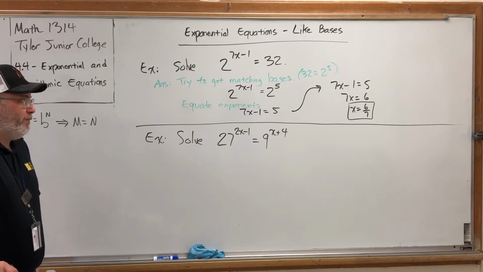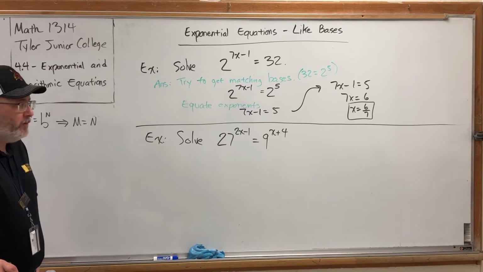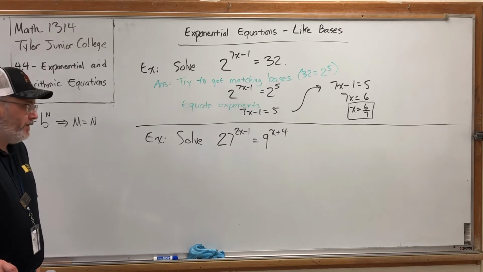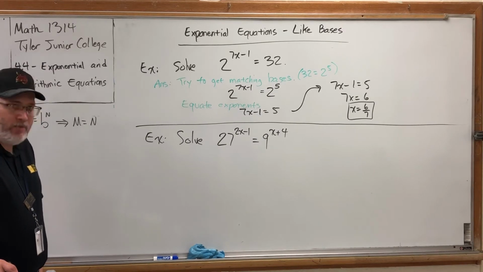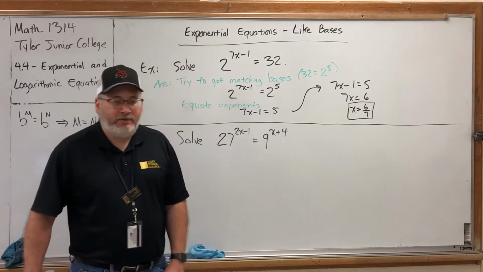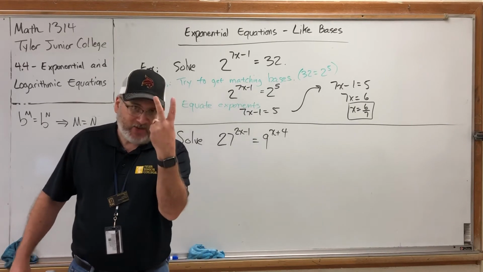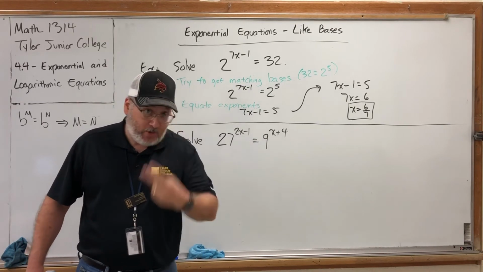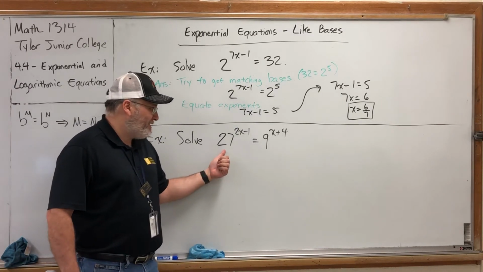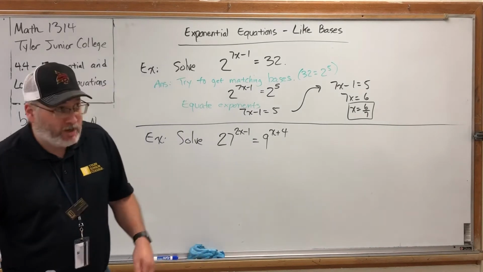In the previous example, we got matching bases by rewriting one base as a power of the other. We rewrote 32 as a power of 2. In this case, good luck with that. Could we rewrite 27 as a power of 9? Well, 9 to the first power is 9, so 1 is too low, but 9 to the second power is 81. 2 is too high. If I'm going to rewrite 27 as a power of 9, that power is somewhere between 1 and 2. Don't really want to go there.